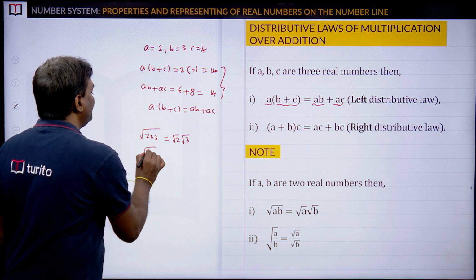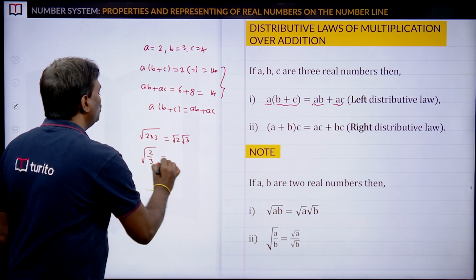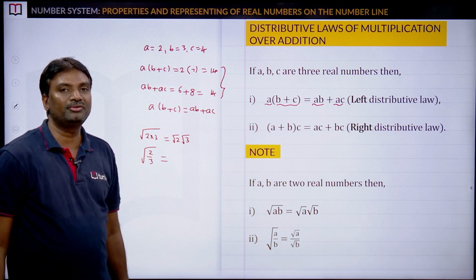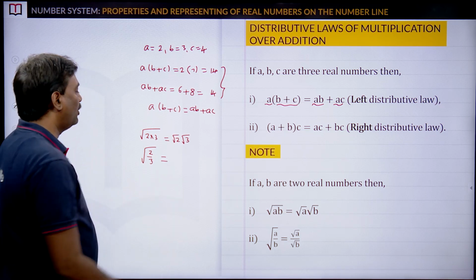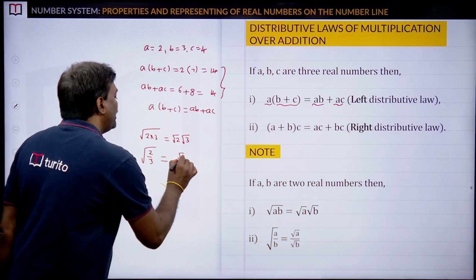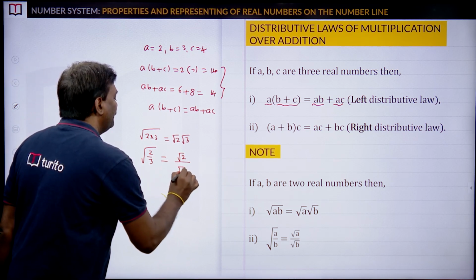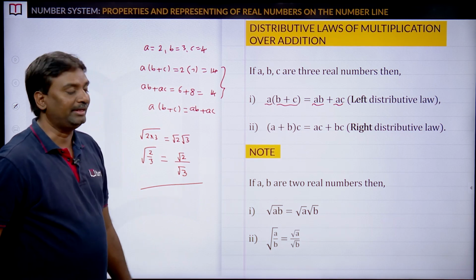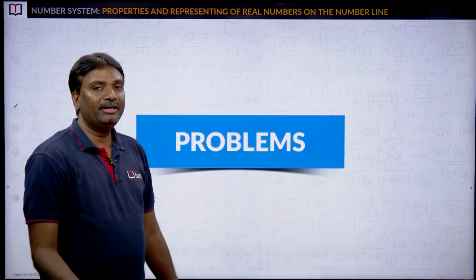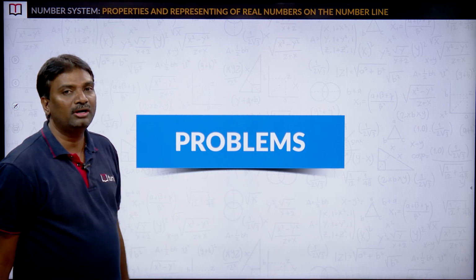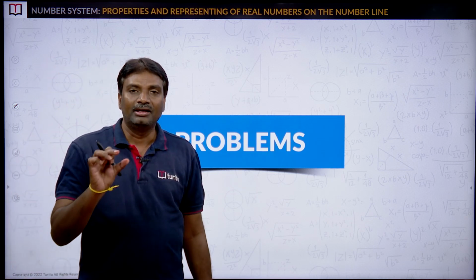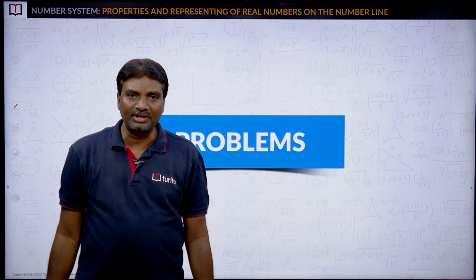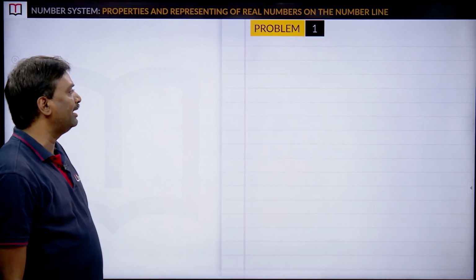So, for example, if we have square root of 2 by 3, by separating the numerator and denominator, you will get square root of 2 by square root of 3. Next, we can do some problems related to the concepts which we have discussed so far. In today's class, we have discussed addition properties of real numbers and multiplication properties of real numbers.